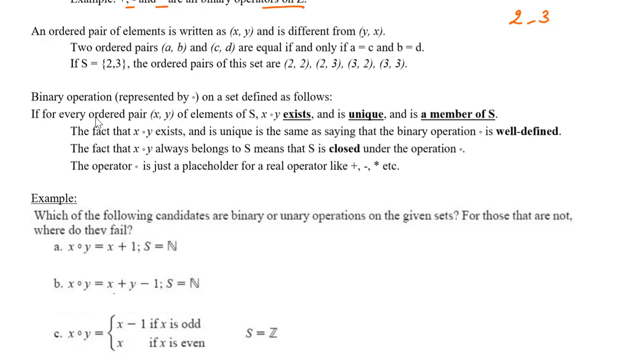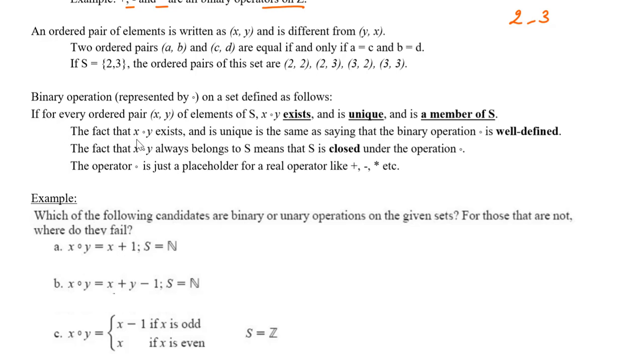If for every ordered pair (x, y) of elements in S, and this is very important, where are we talking about? What set are we having these elements from? Are they all integers or all real numbers, and so on? Then x operation y exists. For it to be defined, it must exist, it must be unique, and it must be a member of S. And I will explain this: exist, unique, and a member of S.